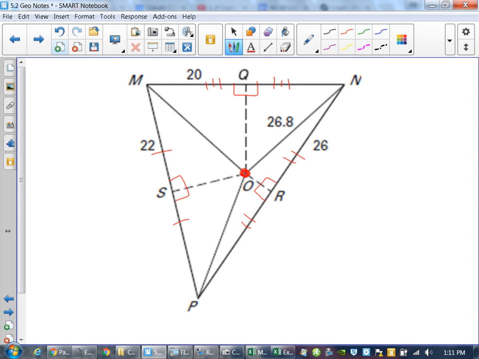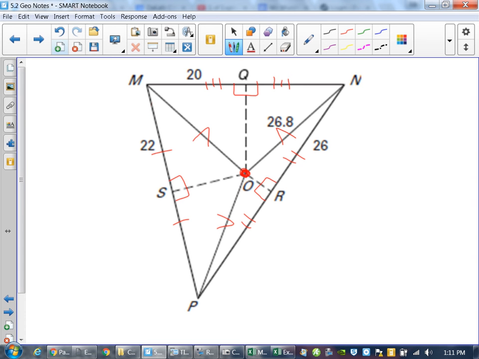M-O, P-O, N-O. All three of these have to be the same. Which means all that's left is to just fill in the blanks.